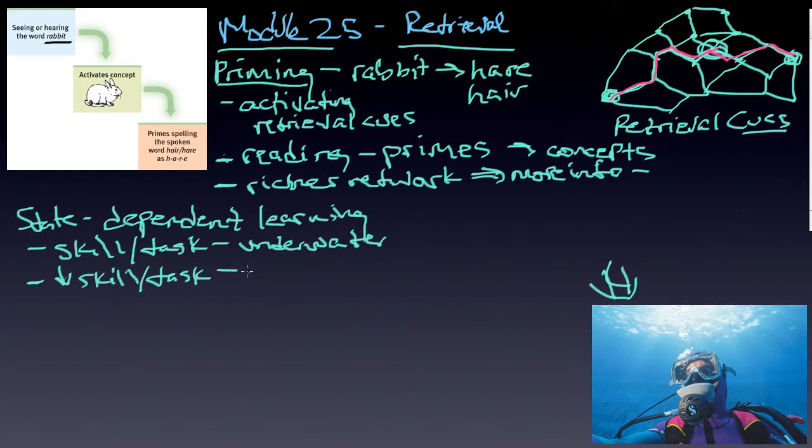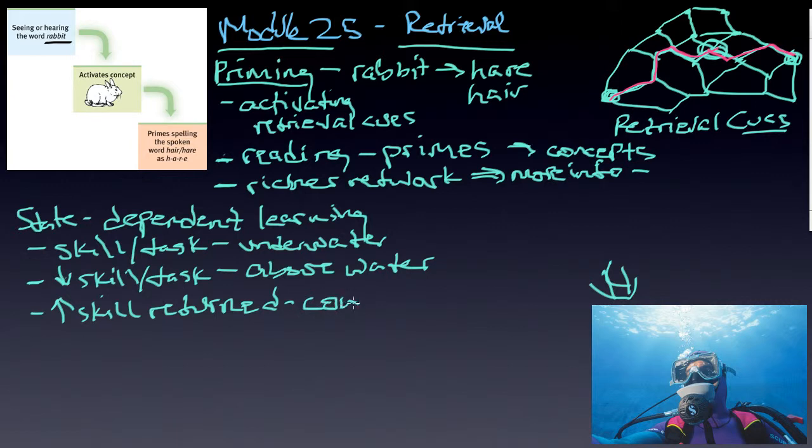And so above water, they didn't do a very good job at conducting the skill. Essentially they took them back underwater, and the skill, in a sense, returned. And what we found is that it was context dependent. In other words, where they learned the skill was where they did the skill most proficiently. And so we call it state dependent. It's also referred to as context dependent.